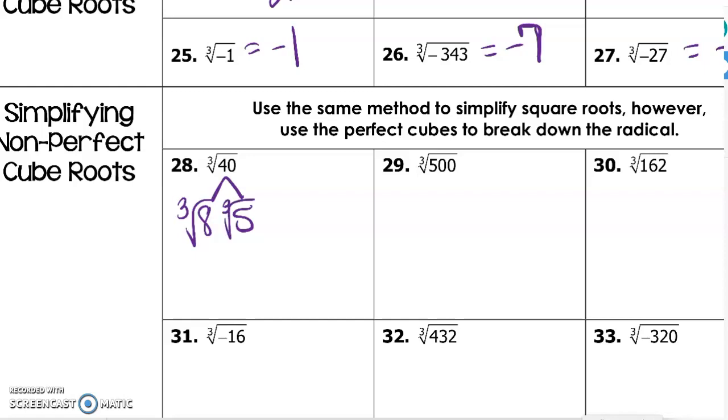The cubed root of 8 is 2. Then we need to write cubed root of 5. Make sure your 3 is smaller and up in that corner. Make sure it doesn't look like 23. Make sure you can tell there's a difference between the 2 and then the 3 for the cubed root part.